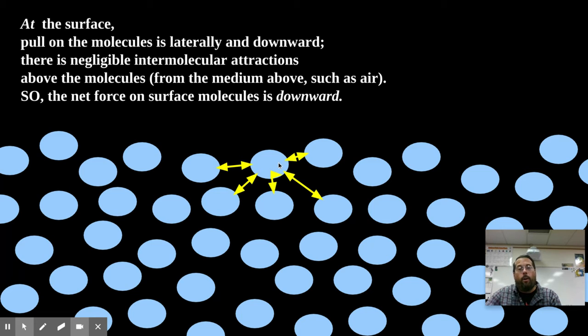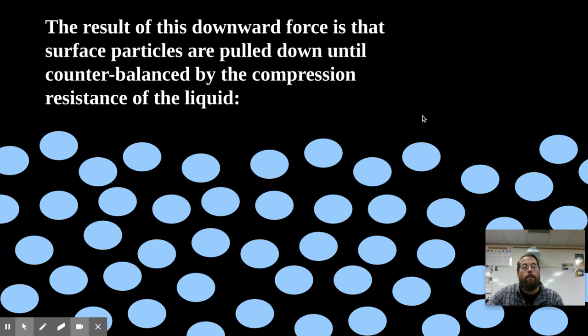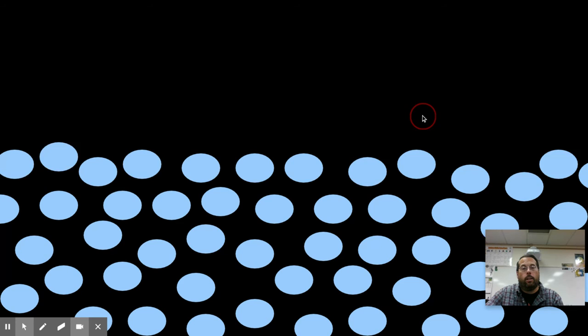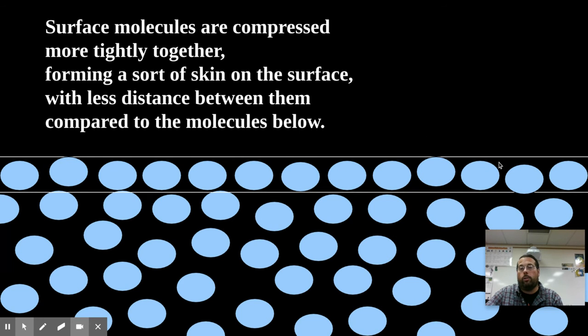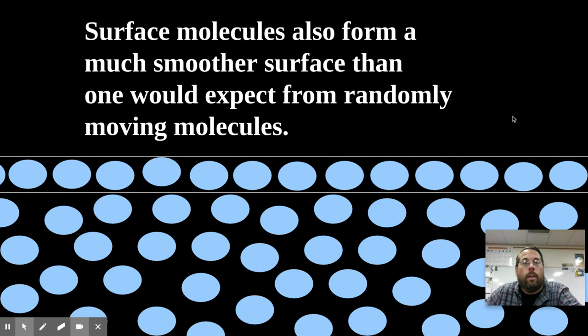So what's happening, if all these things are pulling down and to the side, is this little bumpy curve is going to naturally flatten out. So that compression is going to cause those water molecules to flatten out. And that's when you get that skin on water, that flat surface, whether it's a glass of water or a pond or a lake. Surface molecules are a nice flat surface.